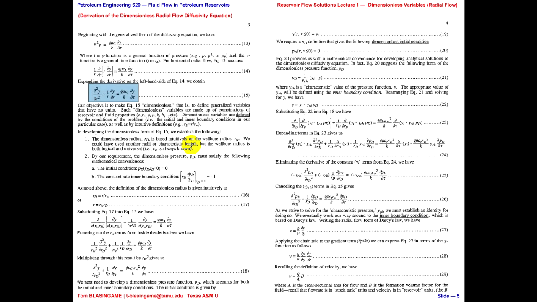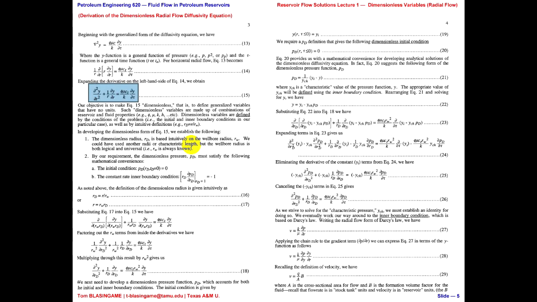We're going to have a characteristic radius, a characteristic time, and a characteristic pressure drop. The easiest one is the radius. So Alex, RD is defined as R over RW, right? No problem there. Now, the dimensionless pressure must satisfy two conditions. The first condition it must satisfy is that the dimensionless pressure at time equals 0 is equal to 0.